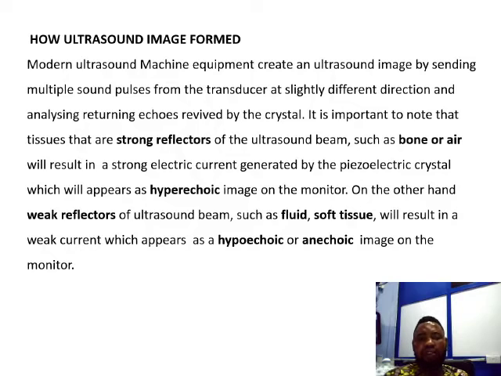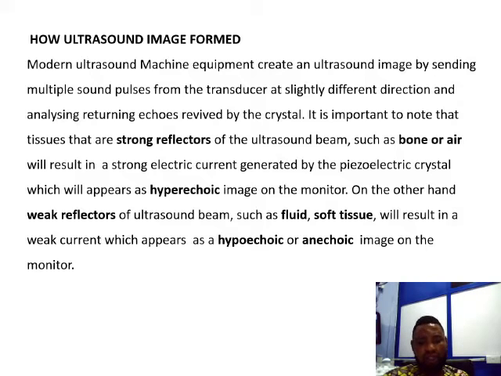How is an ultrasound image formed? Modern ultrasound equipment creates an ultrasound image by sending multiple sound pulses from the transducer in slightly different directions and analyzing the returning echoes received by the crystal. It is important to know that tissue that is a strong reflector of the ultrasound beam, such as bone and hair, will result in a strong electronic current generated by the pulsed electronic crystal, which will appear as a hyperechoic image on the monitor.